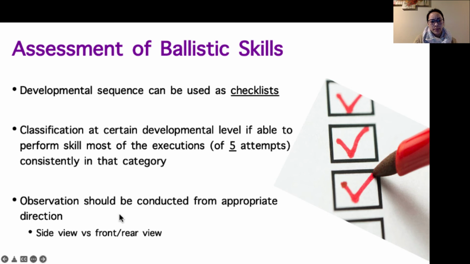And then the other thing to keep in mind, that I've already repeated several times, is that observation should be conducted from an appropriate direction so that you have a good vantage point in relation to the performer. That way you don't miss any of the critical components of their movement pattern. So typically we would view things from a side view. In most of our ballistic skills, that offers the most information about the movement patterns that we might see, but also using frontal or rear views could be beneficial for a number of skills as well.